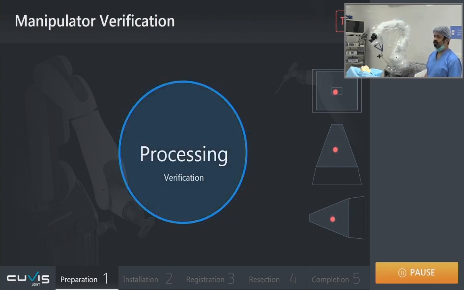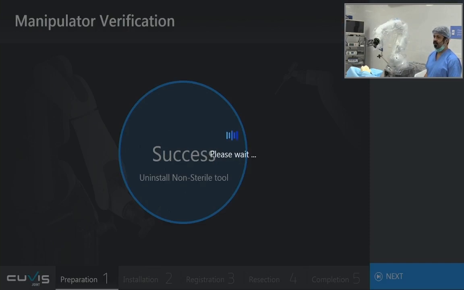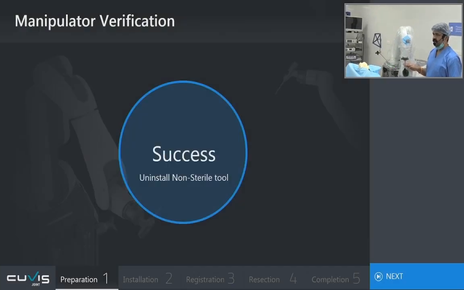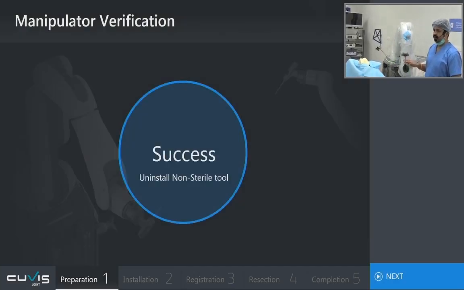And I guess this is it. So the verification is done. It is going to tell us if it is successfully done. And again, you can see the robot comes in a very friendly position wherein I can easily hold this and pull this out, push this completely out and then easily pull it out. So this is the process in which the unsterile registration is done.